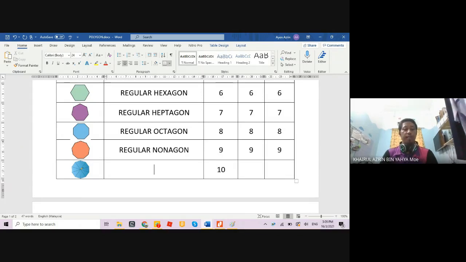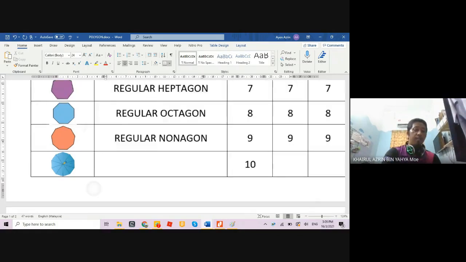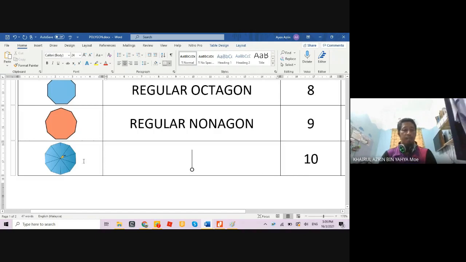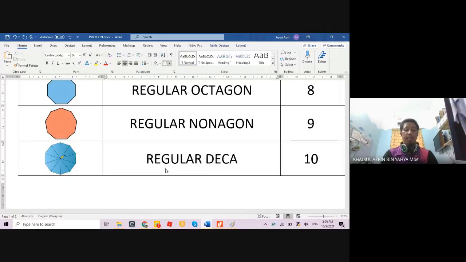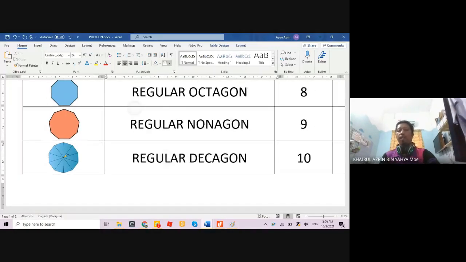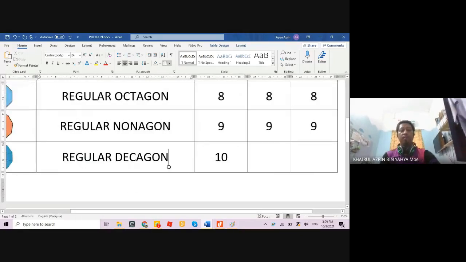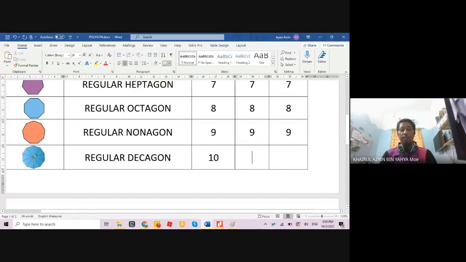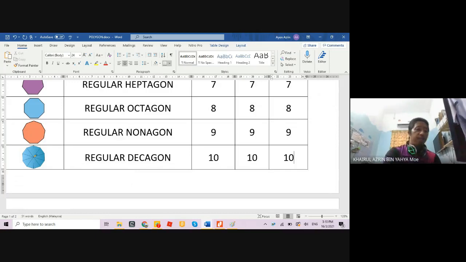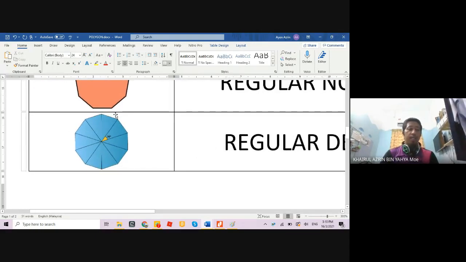One more diagram. Let me make it bigger. This one has 10 sides. We call it a regular decagon. Number of sides 10, number of vertices 10, number of axes of symmetry also 10. If you can see here, there are 10 axes of symmetry.